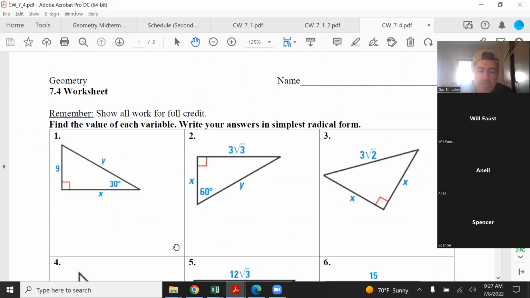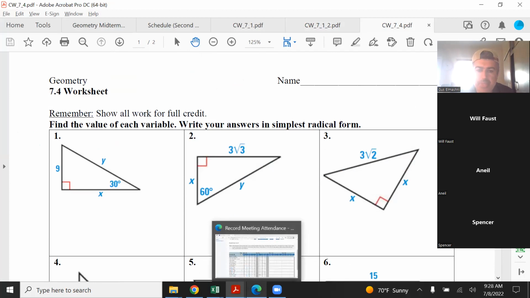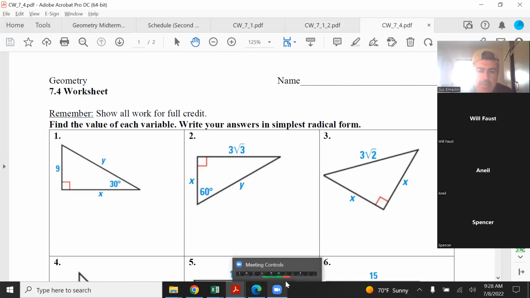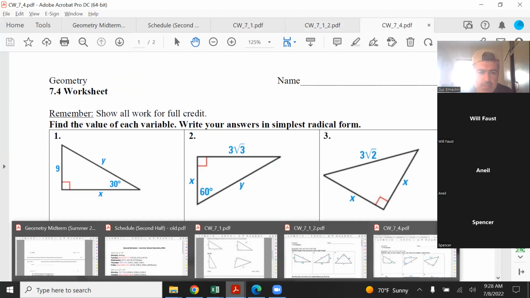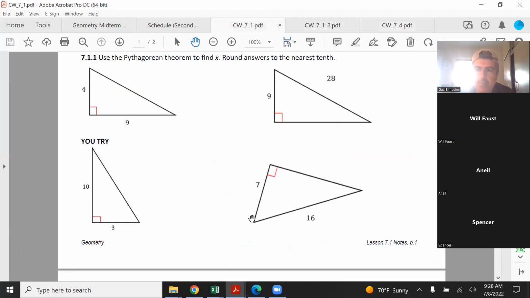I'm just going to go easy on you guys. Most likely I won't assign any homework. We'll just do more stuff on Monday, so you guys can enjoy the weekend. I know you guys have worked hard lately, so let's start with 7-1.